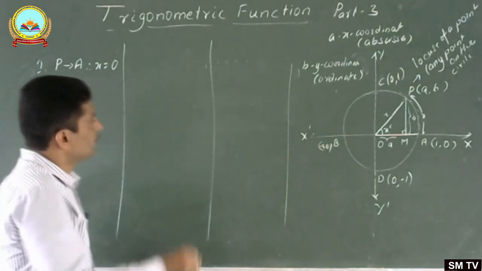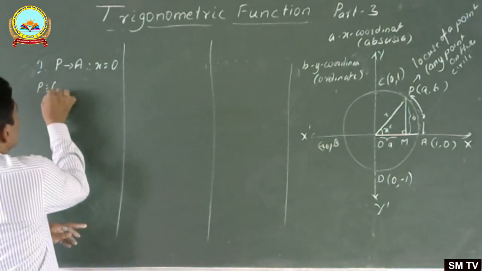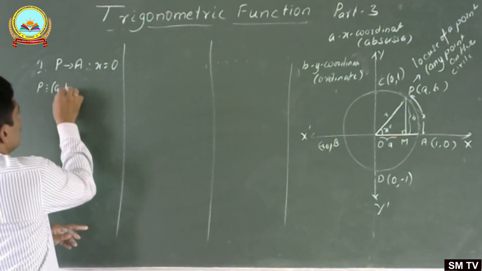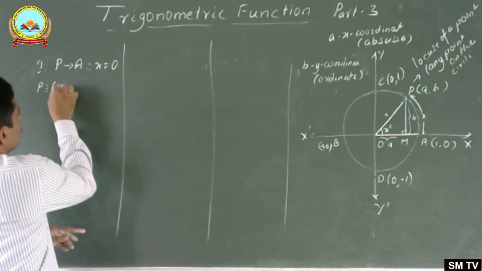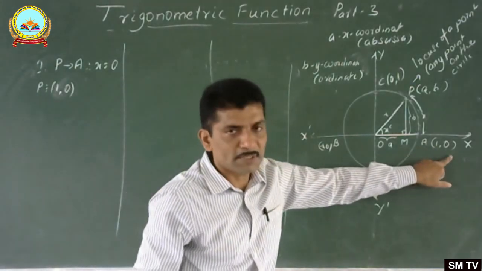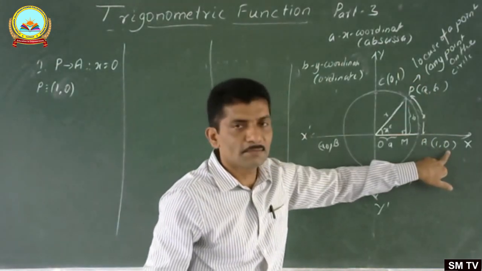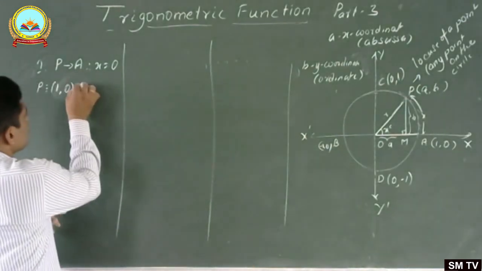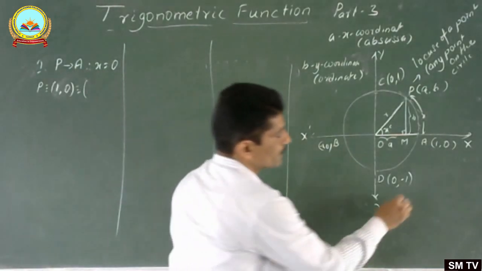Then you know that the coordinate of P is A comma B. What is A? Here A is equal to 1 and B is equal to 0. 1 comma 0. A comma B, A equal to 1, B equal to 0. And this value is exactly equal to, you know, what is the value of A?